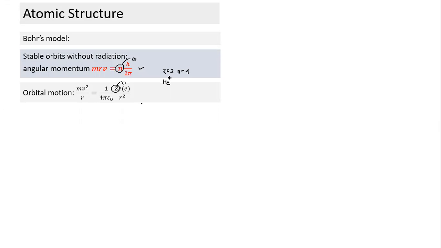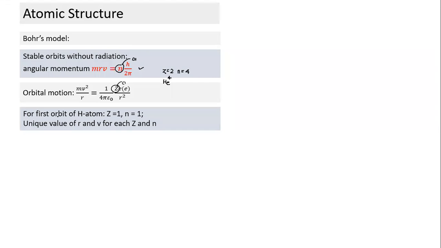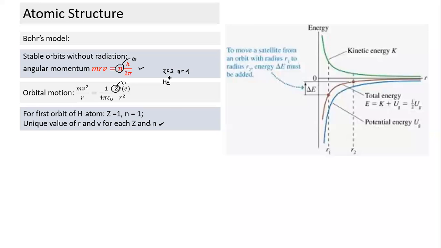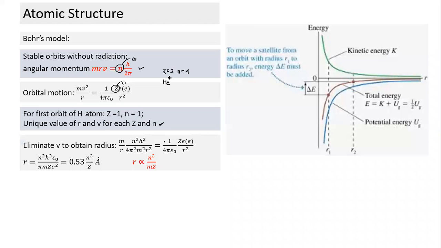So you understand these two equations, and they're very simple things. Z = 1, n = 1 implies the first orbit of the hydrogen atom. So it gives you a unique value of r and v for each Z and n combination. I hope this point is understood by all of you.